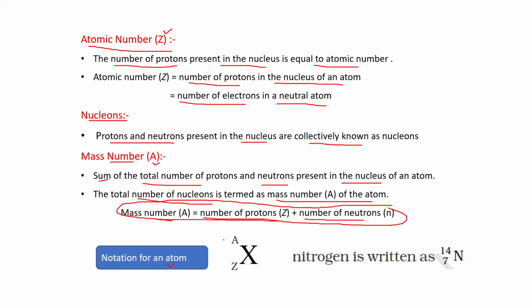Notation of an atom. How can we represent an atom? This X is the symbol of an atom of the element. This Z is the atomic number and A is the mass number. For example, nitrogen. Atomic number is 7 and if mass number is 14, this is represented like this.